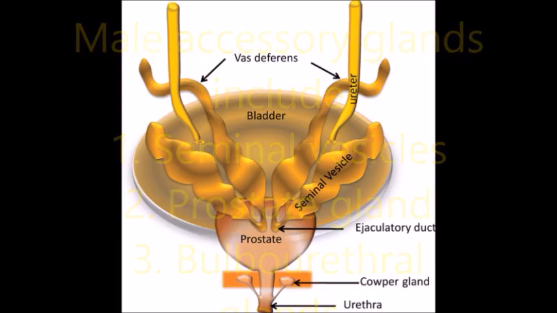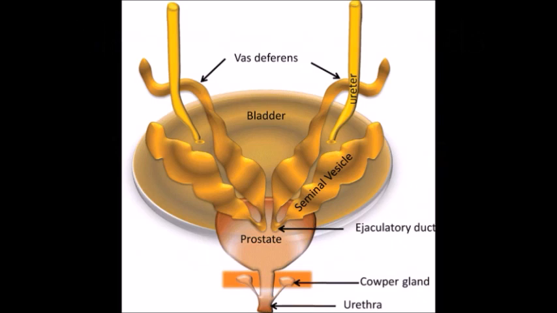Secretions of these glands constitute the seminal plasma, which is rich in fructose, calcium, and certain enzymes. The secretions of the bulbourethral gland also help in the lubrication of the penis.